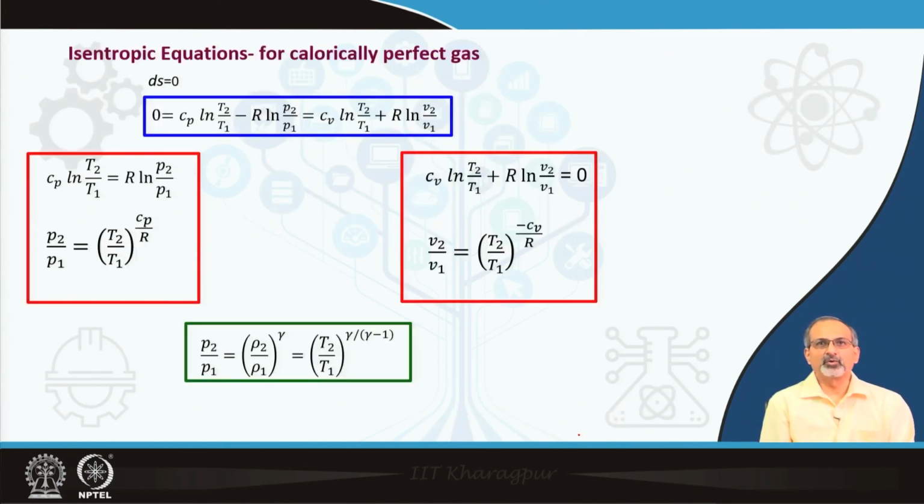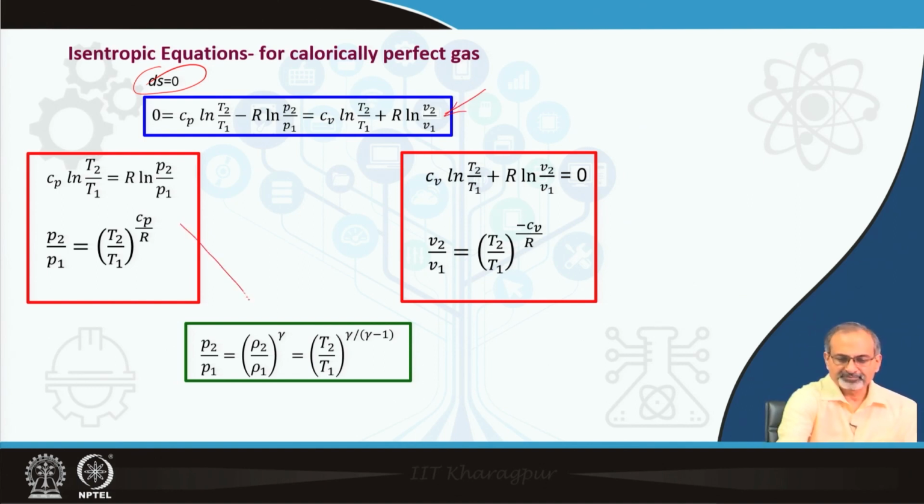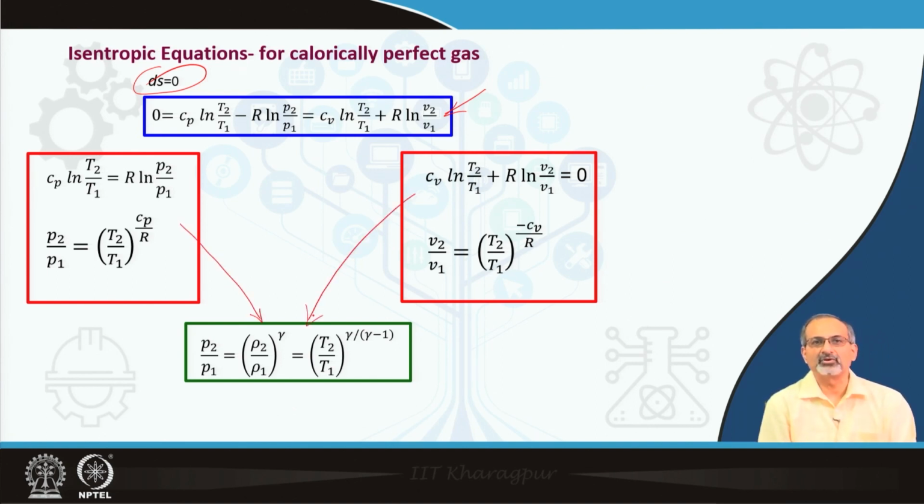Again, for isentropic processes in a calorically perfect gas, you need to set ds equal to 0, which means S2 minus S1 goes to 0, and thereby you end up getting relations of this form. Once you take them forward, they converge to certain relations expressing the pressure ratio, density ratio or temperature ratio for isentropic changes. These are very, very handy, for example, when you talk about isentropic flow through a CD nozzle and so on.